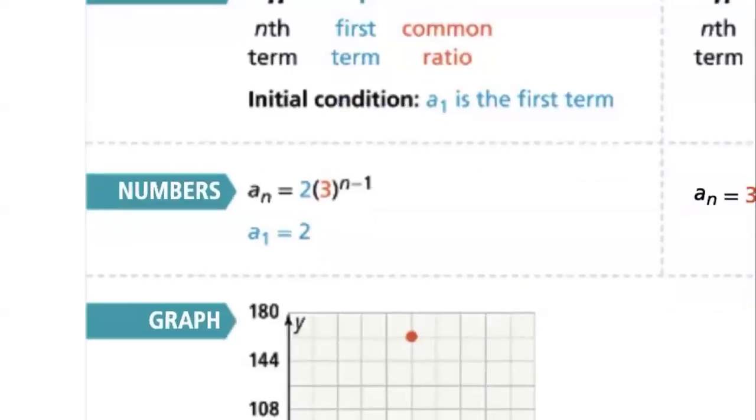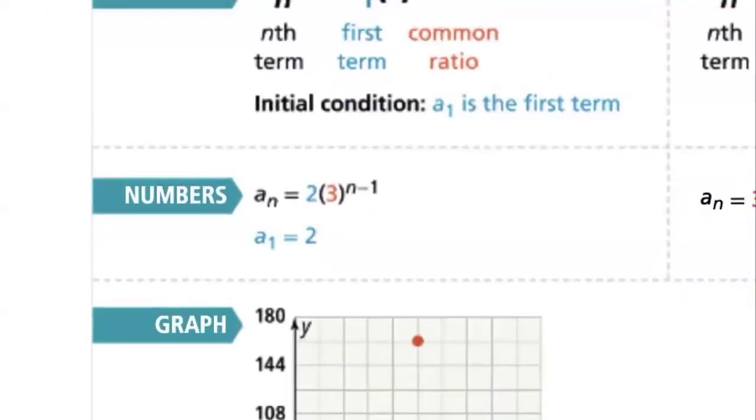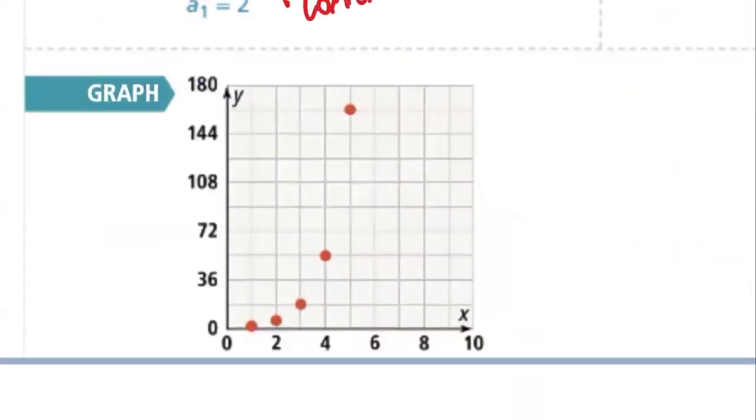For example, here we have an example of what an explicit formula looks like. This 2 is the very first term. This 3 is the common ratio. And then here's the graph for it.